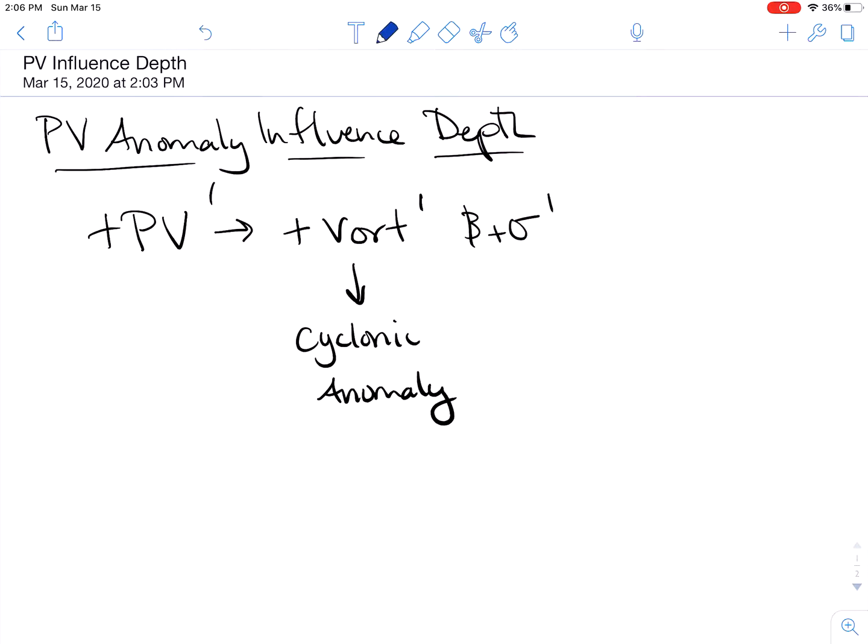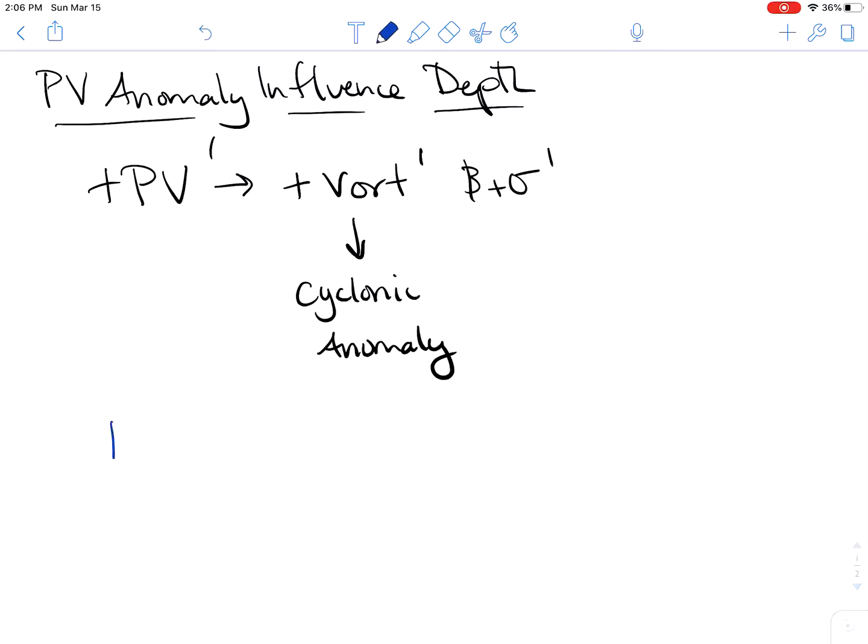And so it turns out that we can define our influence depth, H, as the quantity F times L over N, where F is our typical Coriolis parameter, L is the depth, or characteristic length, of the anomaly, and N is the Brunt-Väisälä frequency. And so we can see that H varies with the scale of the PV anomaly, and inversely with the static stability, which is related to our Brunt-Väisälä frequency.